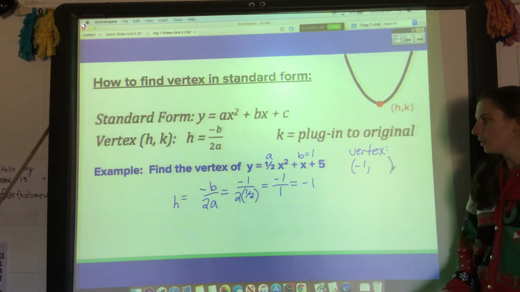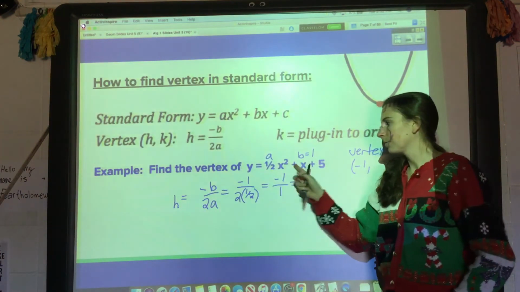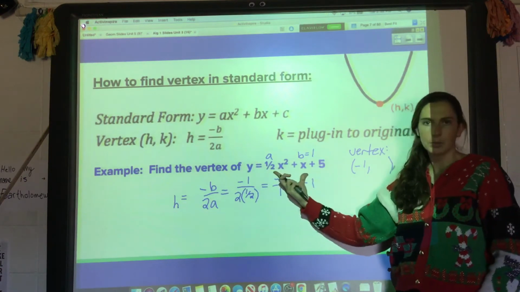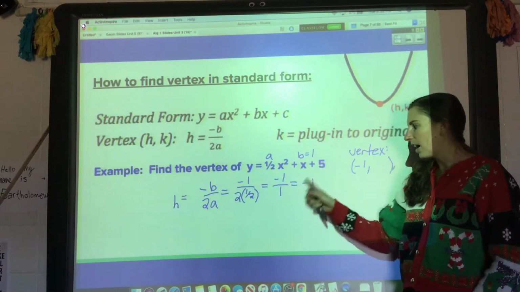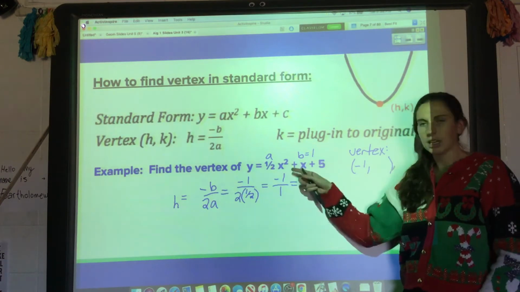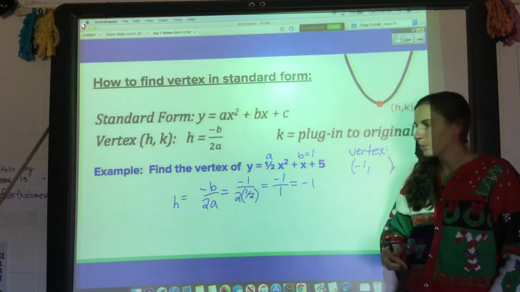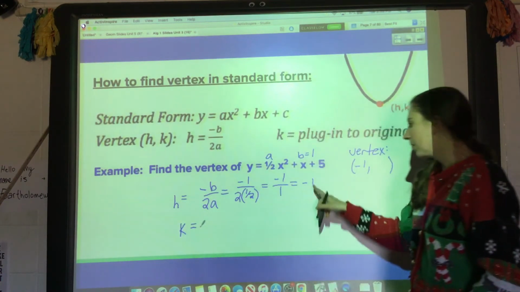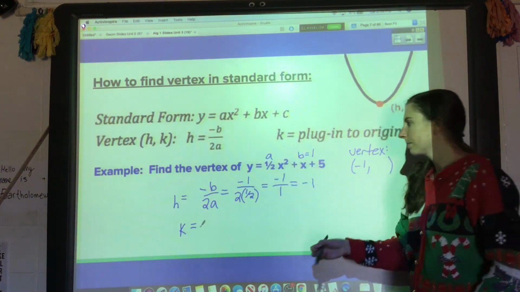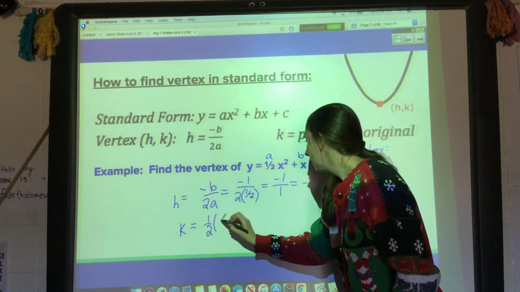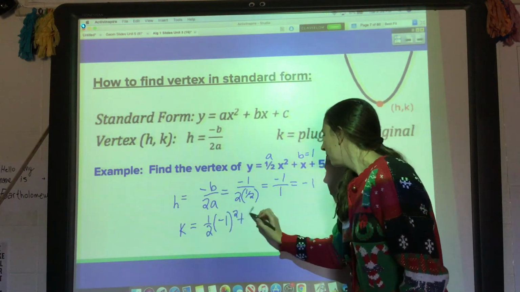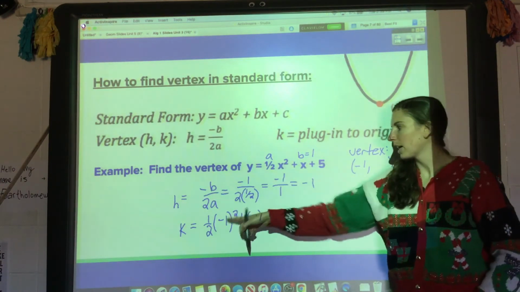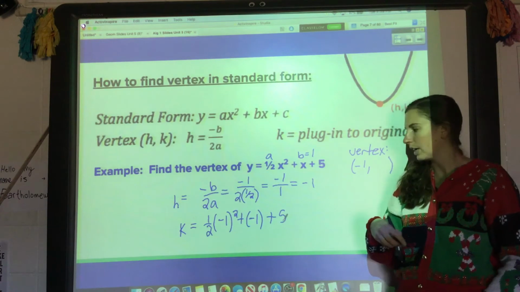It's really easy to do that. That's what your equation does. An equation literally spits out the output for various inputs. So if I want to find out what the output for this is, I'll just put it into my equation and see what it spits out. So to find k, I'm just going to put negative 1 into my equation: 1/2 times negative 1 squared plus negative 1 plus 5. So I just replace those x's with negative 1, the h value.